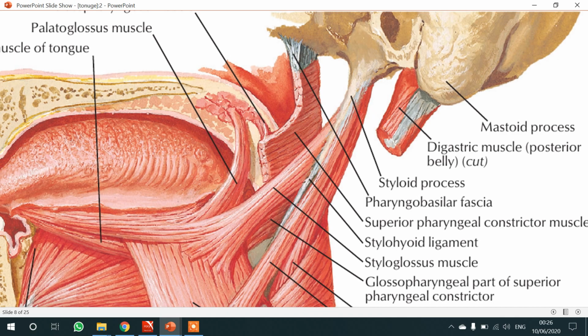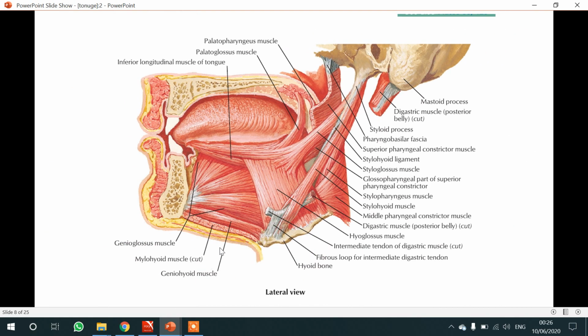Plus a few fibers, if you look carefully, from this ligament as well here. And both styloglossi, on either side, their fibers are going to merge with the hyoglossus muscle. Hyoglossus, plus it is going to give the inferior longitudinal band of the intrinsic muscle, the inferior longitudinal, which I'm going to discuss later on.